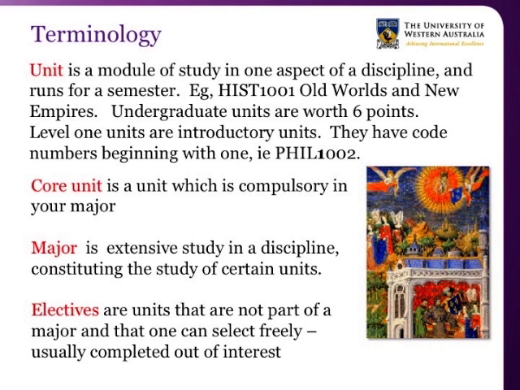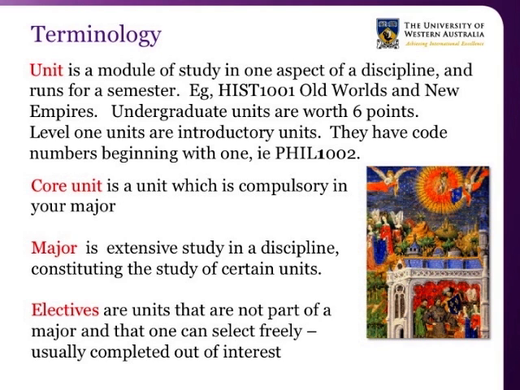A unit is a module of study in one aspect of a discipline that runs for a semester. For example, History 1001, Old Worlds and New Empires. This is a unit. Undergraduate units are worth 6 points.